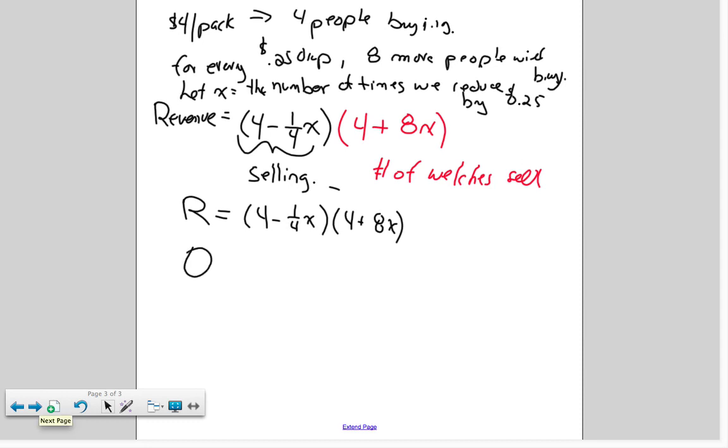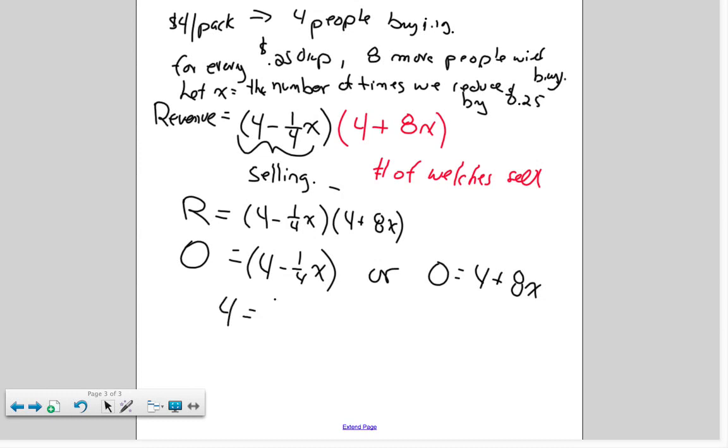So now I have a quadratic equation, right? So my quadratic equation, how do I find the maximum? It's the average of the two roots. Well, I set this to 0, right? So I want to find my roots, and then I want to find the average of them. So here I have 4 minus 1/4 x equals 0, or 0 is equal to 4 plus 8x. Okay. So here I get 4 is equal to 1/4 x. So x is equal to 16.